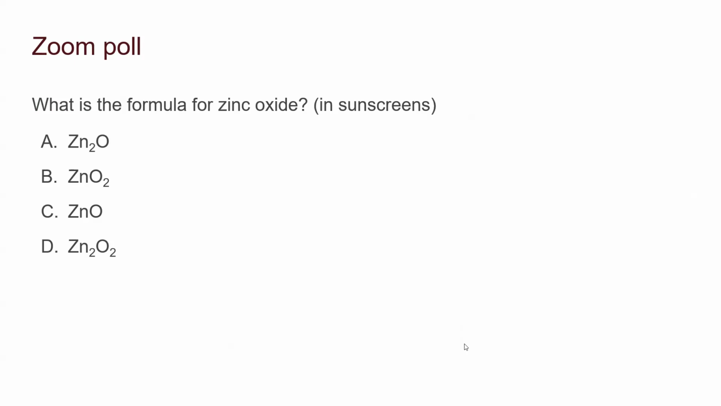All right, so we got 6 people. I don't know what's going on with the 7th person. Maybe I'm the 7th person. No, I'm not. Okay, so here's our results. We've got ZnO, ZnO2, Zn2O.